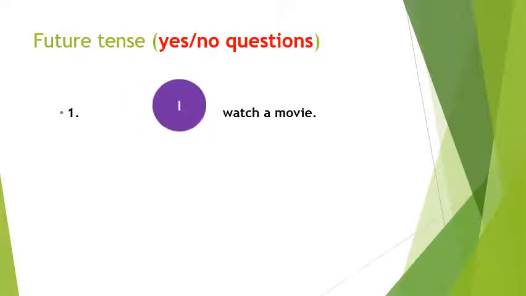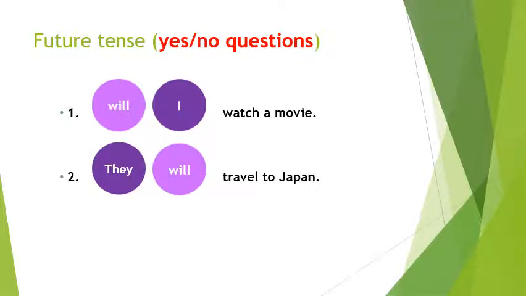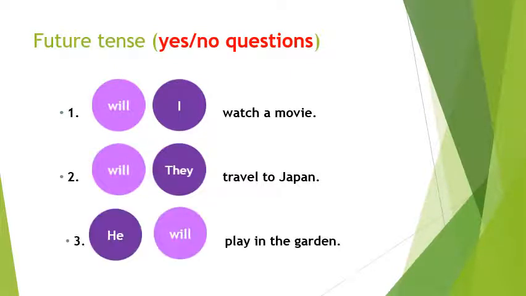Okay, so more examples. Let me go back. I will watch a movie, then you change it to a question. You will say, will I watch a movie? They will travel to Japan. Then you can say, will they travel to Japan, with a question mark, of course.